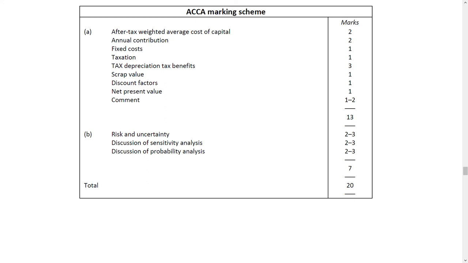Discussion of sensitivity and probability analysis, everything is 2 to 3 marks. Usually when you have more than one item to discuss in a single requirement, like in part B, risk and uncertainty, sensitivity analysis, probability, and you have 8 marks or 7 marks, marks will be divided equally. That's how you decide how much you have to write. Let's say you have two things to talk about, sensitivity analysis and probability analysis, and the total is 8 marks. So 4 marks will be for sensitivity analysis, 4 marks for probability analysis.